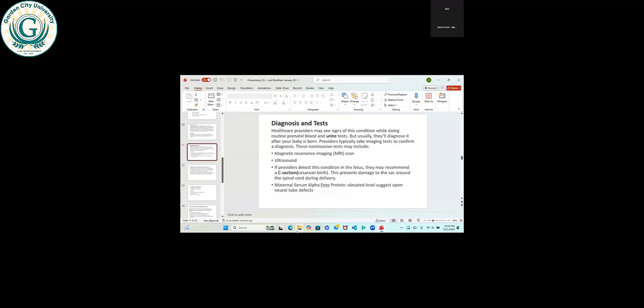Then we have the maternal serum alpha-fetoprotein. This test is usually done within 16 to 18 weeks of pregnancy. Someone will ask about the alpha-fetoprotein. We all know that the baby's liver produces protein. Some of this protein crosses and goes into the mother's bloodstream. So we can use the mother's blood to detect this alpha-fetoprotein. When there is a high level, it can show that the baby has a defect in its neural tube.